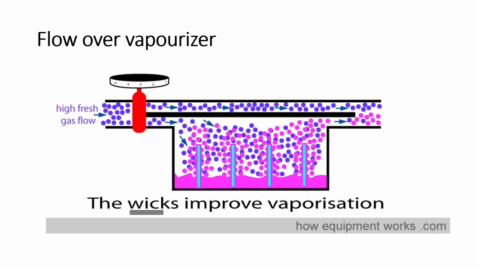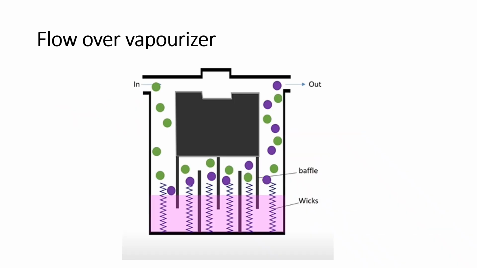This can be achieved by employing wicks that have their bases in the liquid. The liquid moves up the wick by capillary action. Most of the vaporizers used in anesthesia today employ this vaporization method. The increased surface area improves the efficiency of vaporization of anesthetic molecules and allows more molecules of the anesthetic to escape into the carrier gas.